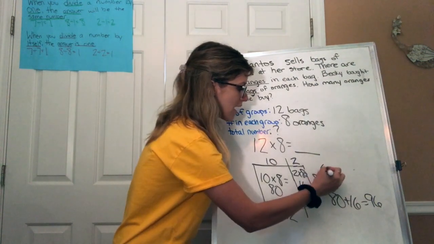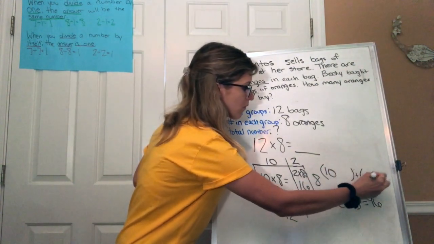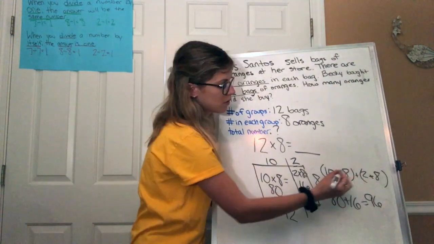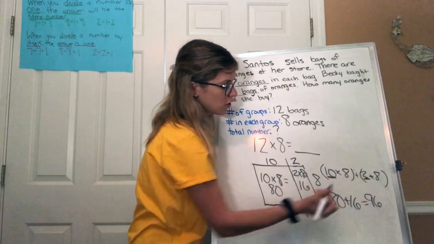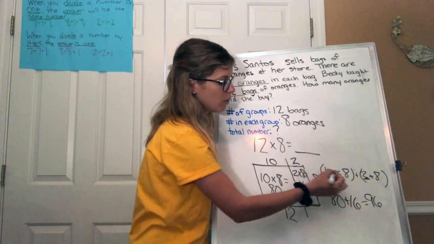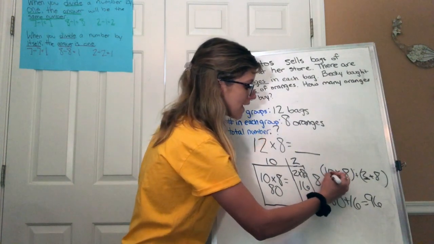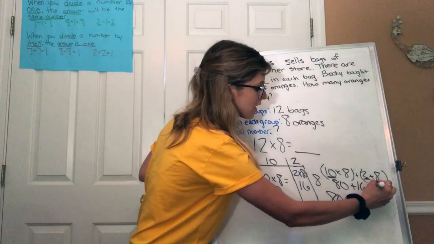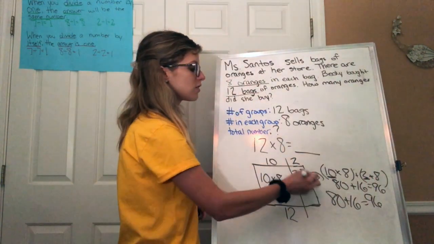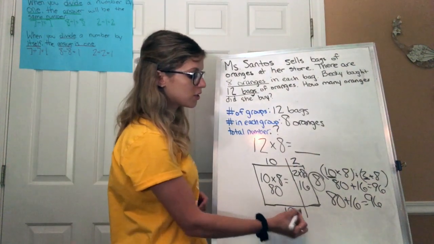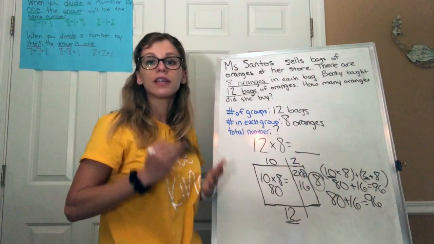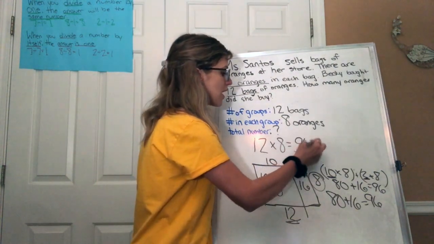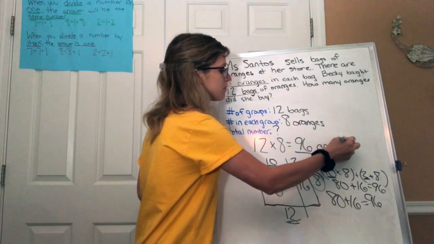Another way for me to think about this is I broke up 12 into 10 and 2, and I'm going to keep 8 the same. So I broke up 10 and 2 from 12, but I kept 8 the same. So 10 times 8 is 80, and 2 times 8 is 16, which again equals 96. As long as you keep one factor the same, and you split up the other into two numbers that add to that number, your answer is going to be the same product as if you just did 12 times 8, which is equal to 96 oranges.